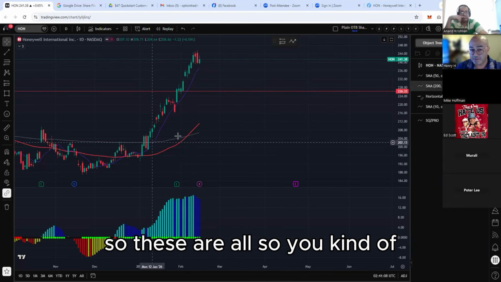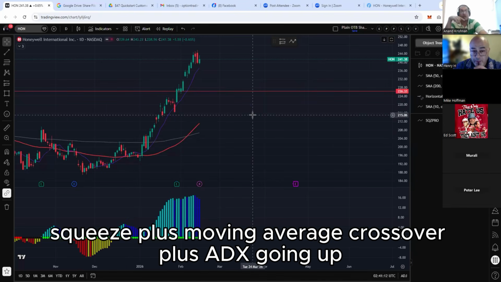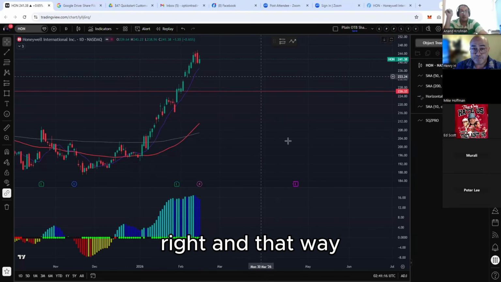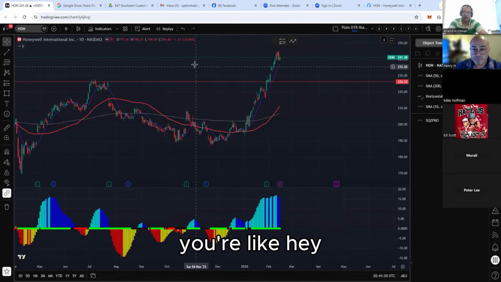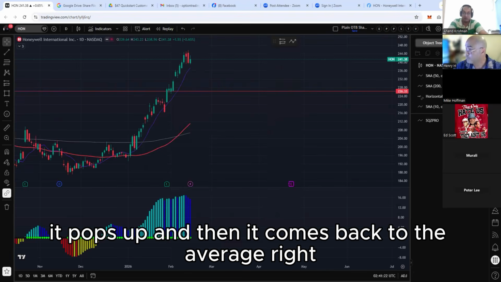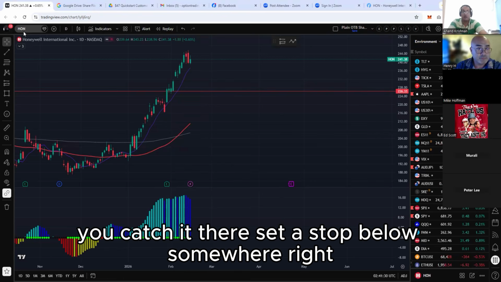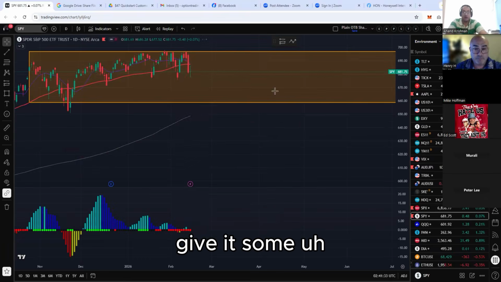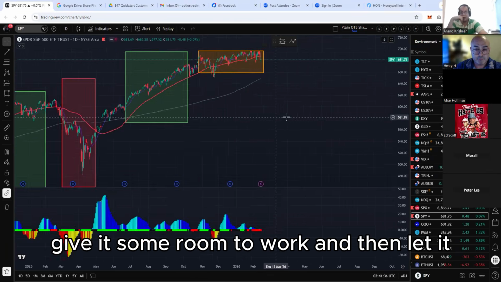This is a signal, the golden cross. So all these signals, you kind of combine them, right? You're like, okay, squeeze plus moving average crossover plus ADX going up, right? And here's the thing: maybe you didn't catch it right at the crossover. You're like, hey, I missed that. But then it pops up and then it comes back to the average, right? Then you catch it there, set a stop below somewhere, give it some room to work, and then let it do its thing.